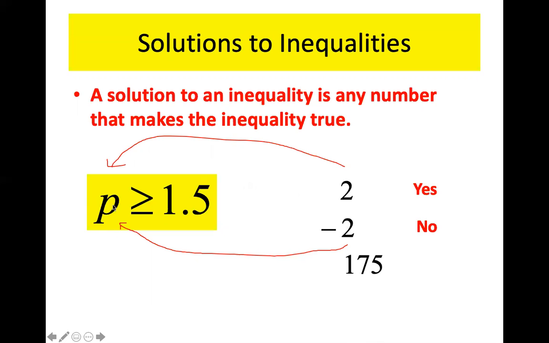So 175 is clearly bigger than 1.5. And one more, is 1.5 greater than 1.5? The answer is no. But remember, this is greater than or equal to. This little line right here means equal to, and 1.5 is equal to 1.5. Therefore, that answer there is yes. So I got a yes, no, yes, yes.